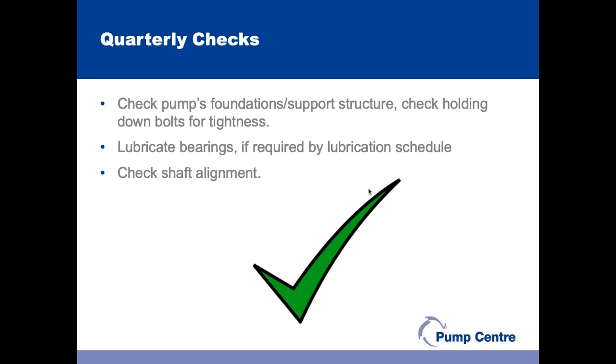Quarterly, the sorts of things that are useful to do are to check the foundations for pumps, the support structure, make sure any bolts are still tight. Carry out lubrication if the lubrication schedule requires that on a quarterly basis, and also, particularly of course, if there is evidence that some of the bolts potentially have become loose, to check shaft alignment, which in this day and age is a lot easier using some of the laser techniques.